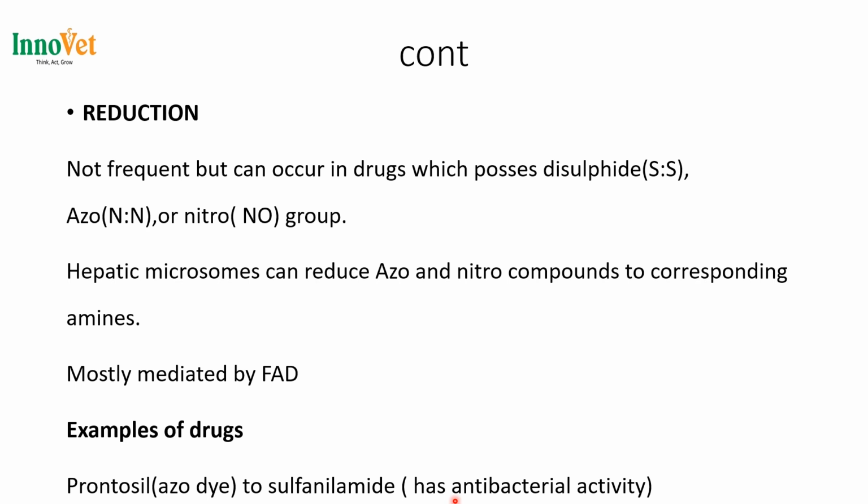So we have the reduction reaction. This one doesn't occur frequently, but occurs in drugs which possess disulfide, azo and nitro groups. Hepatic microsomes can reduce the azo and the nitro compounds to corresponding amines. This process is basically mediated by the fat in the liver. An example of a drug I can give is prontosil, which is an azo dye being reduced to sulfonamide, which has antibacterial activity within the body.